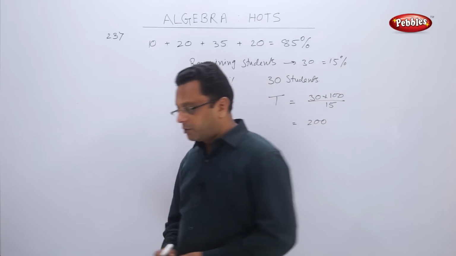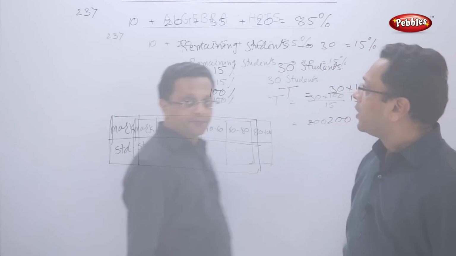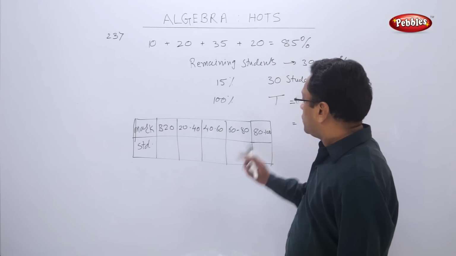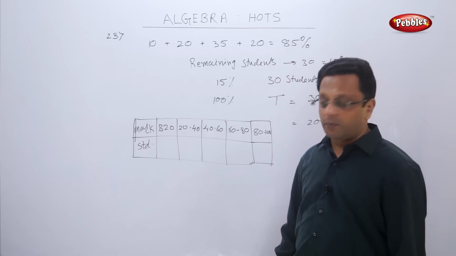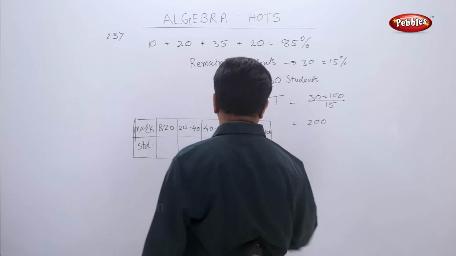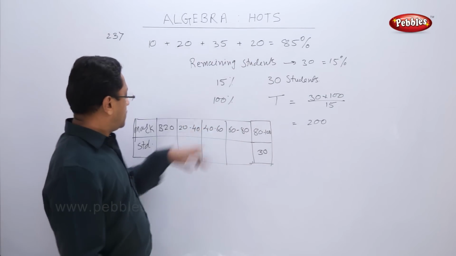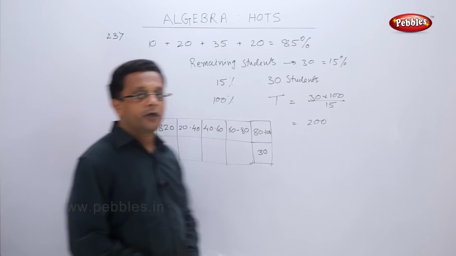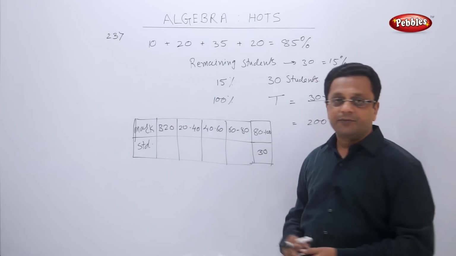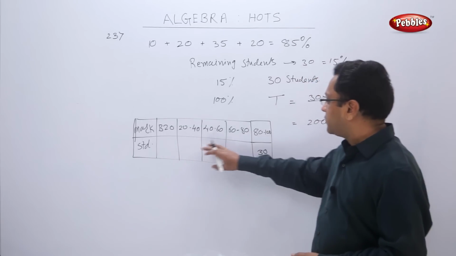Now you can form a table. In one row there will be marks and number of students. This was the distribution, so you can easily find the number of students here. The last figure they have already given, 30, and the percentage of students in each column is given. So you can find the number of students in each category. Can you just calculate the number of students for each class?